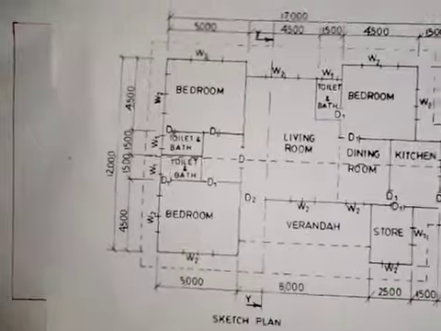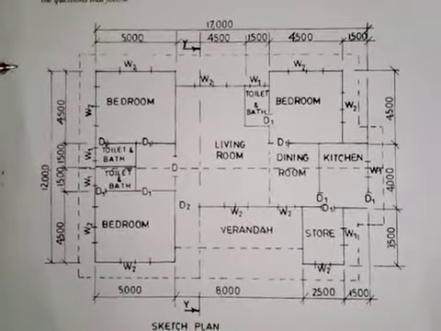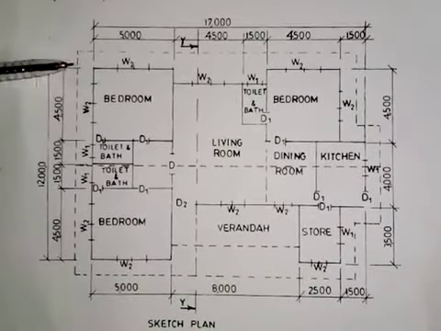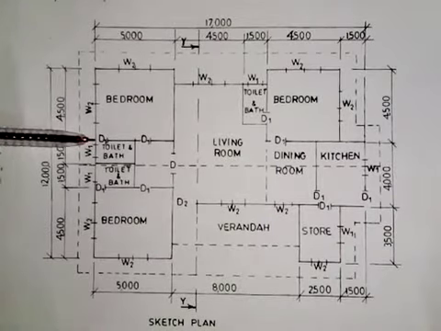Now, the next thing that we are going to do here is on the width side. Let's see the dimensions on the width side. On the width side here, from here to here is 4,500.